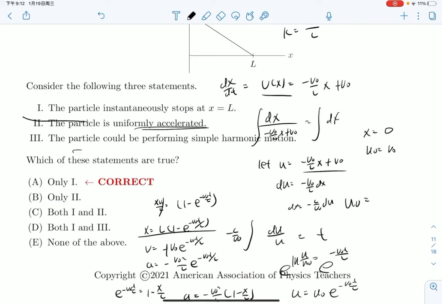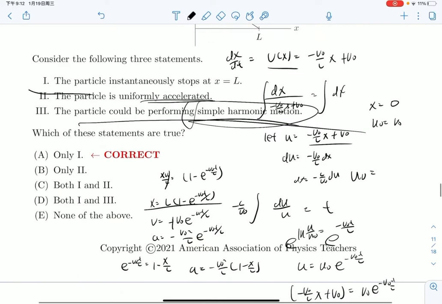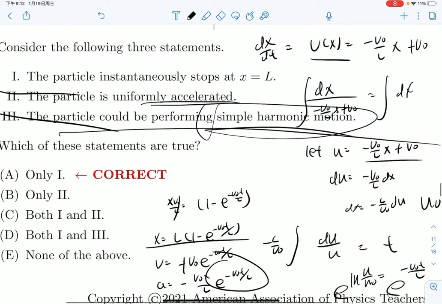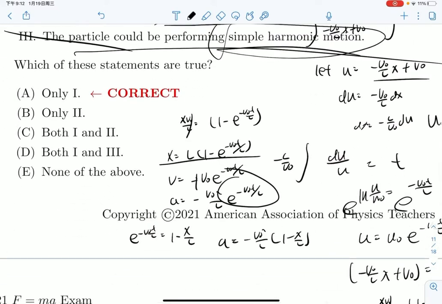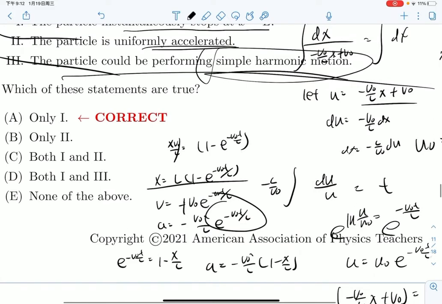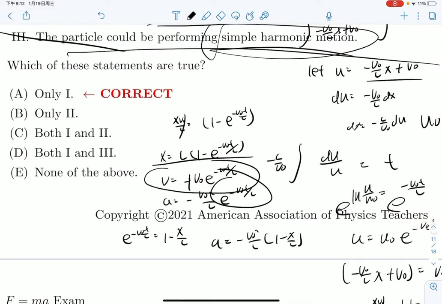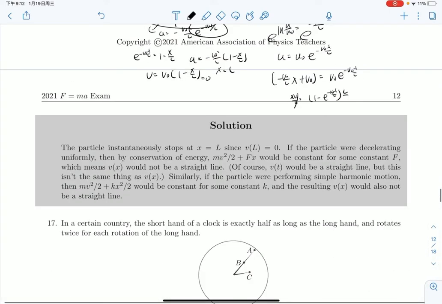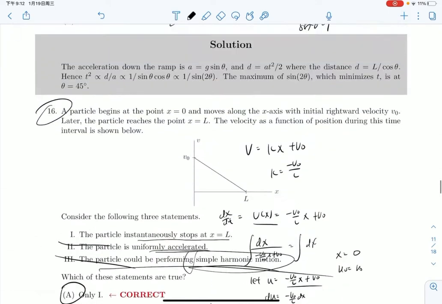It is not simple harmonic. It has e over here, so it is not. And you have that the particle instantaneously stops at x equal to L. So if you plug in x to this term, you'll have v is equal to v0 times (1 minus x/L). When x is equal to L, this term is basically 0, so 1 is correct. Or from the graph, you can see the velocity over here is basically 0.